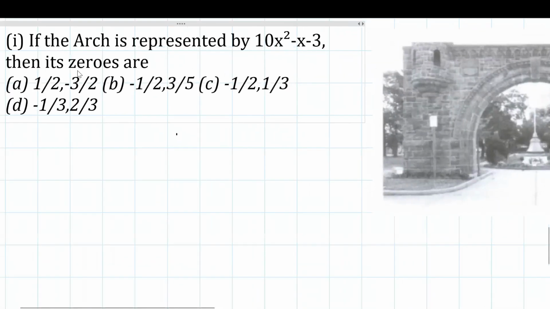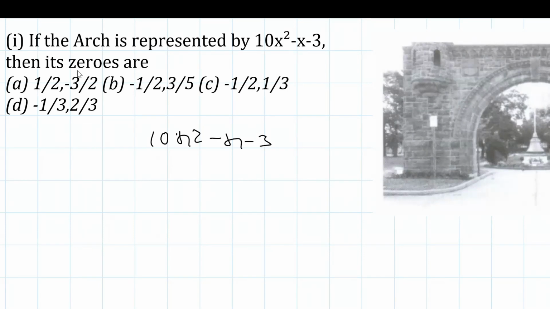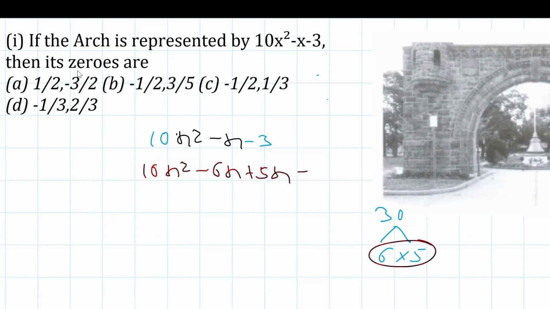So let's factorize this polynomial. The polynomial here is 10x square minus x minus 3. First thing we will do is multiply 10 with minus 3, so it comes out to be 30. From the factors of 30, I need minus 1, so it can be 6 and 5, since 6 into 5 is 30. So we are going to split this. This is 10x square, I need minus x, so it's minus 6x plus 5x, and then minus 3.